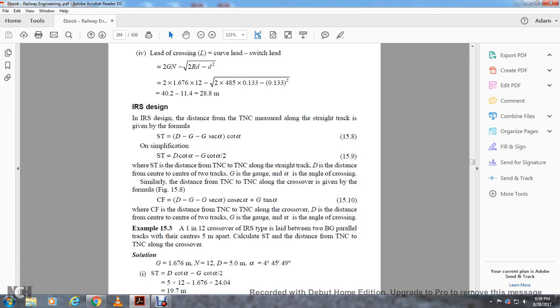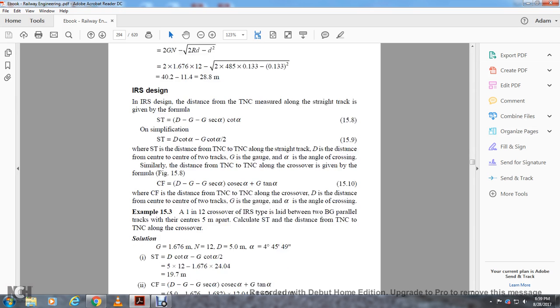CF is the distance between the theoretical noses along the crossover, d is the distance between the centers of the tracks, g is the gauge, and A is the angle of the crossing. For a 1 in 12 crossover of IRS type, with broad gauge parallel tracks with centers 5 meters apart, calculate the straight track distance between the theoretical noses of the crossover.